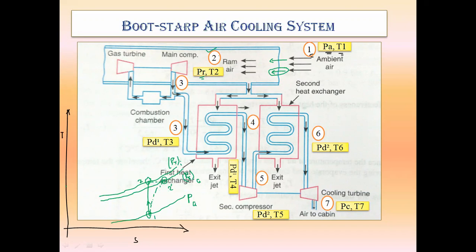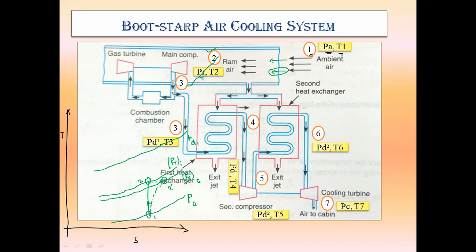Now here the 2 to 3 process is occurring inside the main compressor. So inside the main compressor, what is happening? Isentropic compression is taking place. Here pressure is increasing from the ram pressure to the delivery pressure 1. So one more pressure line will be there, and that pressure line will be called the delivery pressure 1 line.